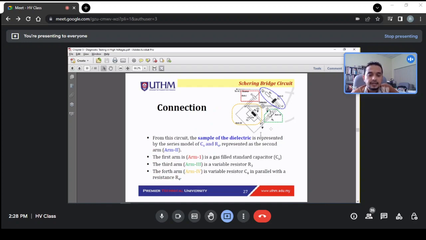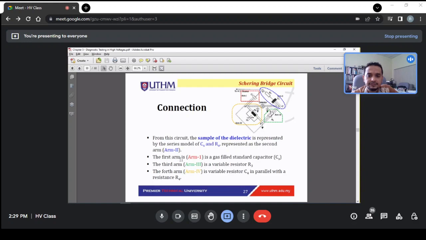We can see here the sample of the dielectric. The sample of the dielectric will be placed at arm 2. It is a combination of Rx and Cx. Why? Because the insulation material is normally referred to by its capacitance value, right? And the resistive component is normally reflected in the failure, or any aging or deterioration of the insulation levels.